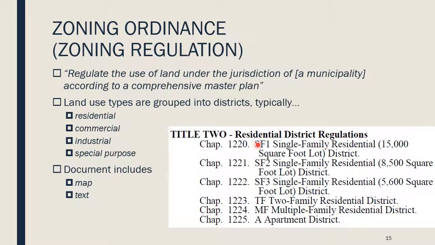We may subdivide. For example, here's a single-family residential with 15,000 square foot lots, all the way down to a single-family residential on 5,600 square foot lots. We have two-family residential, multiple family, apartment districts. These are all residential districts of different types. Special purpose might be something like an airport that lists various regulations that can be done in and around an airport, such as height restrictions.